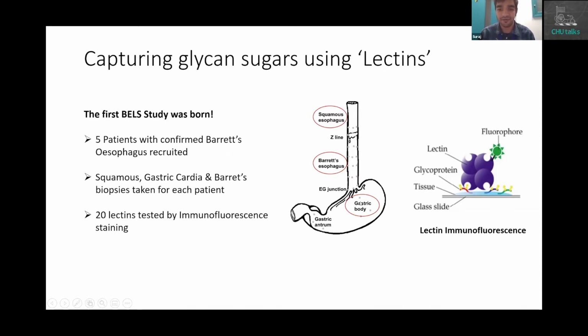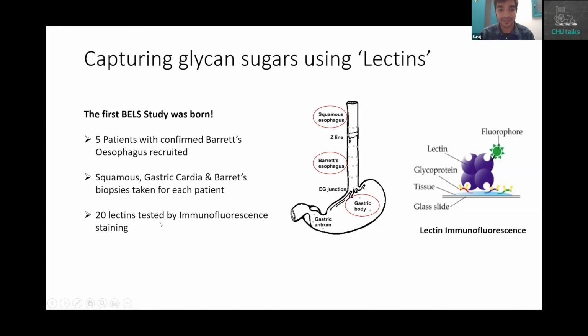That is a confounder, or that is used as a control reference tissue, especially for the cytosponge, because the sponge will go into the stomach. So we need that as a reference tissue as well. And also the normal squamous tissue is also a normal control. So we got 5 patients with 3 different tissue types for each patient.